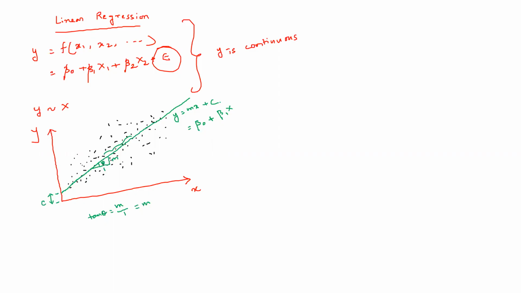So the whole idea of linear regression is to find out the correct value of beta 0 and beta 1, which will create the best fit. Now, how do I define the best fit?